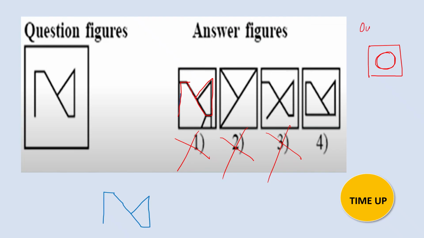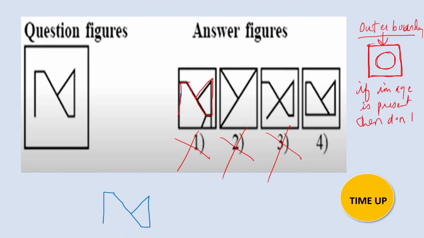Again, I'm telling you, if this is the outer boundary, whatever is present in the square shape is called the outer boundary. If the image is present on that outer boundary, then don't consider it.